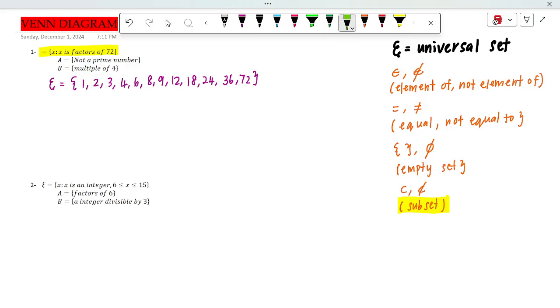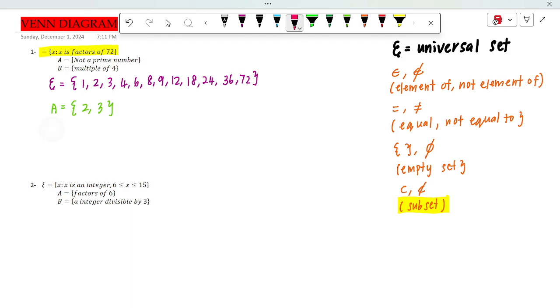Next, we are going to list out A. A is not a prime number. So from the list that you have listed in your universal set, which is not your prime number? Not prime number will be 2 and 3. Anything else? No, all the others are not prime number.